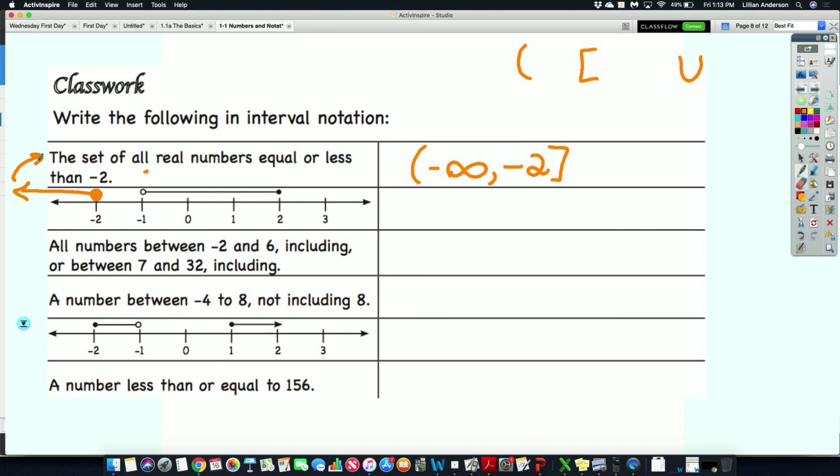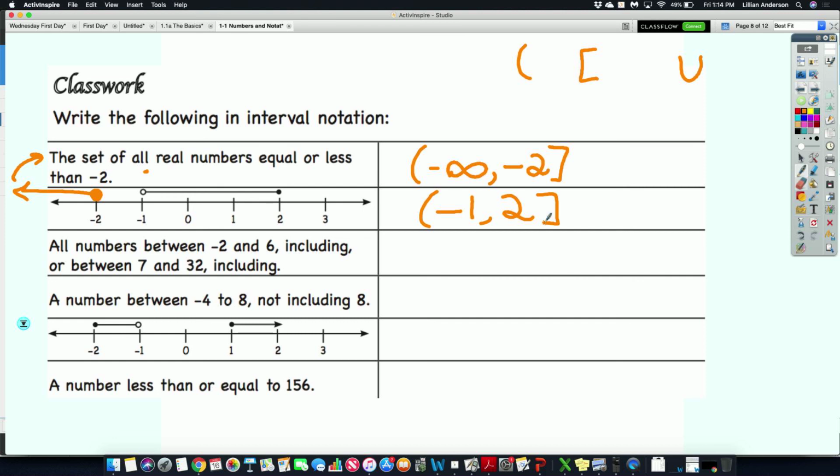Let's look at number 2. What's the furthest left that we go? The -1. What's going to go around the -1? A parenthesis. Going to the right, comma 2 with a bracket. Okay? If we had multiple of these, you would put the union and then you would keep going from there. But we'll always go from left to right. How far left are the numbers that we're talking about to how far right are the numbers that we're talking about?